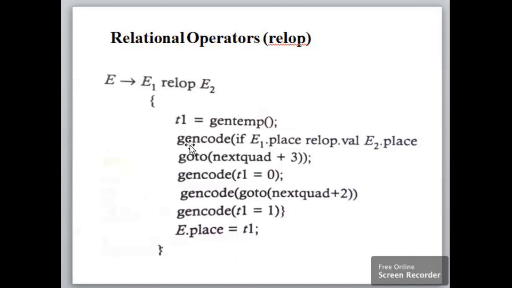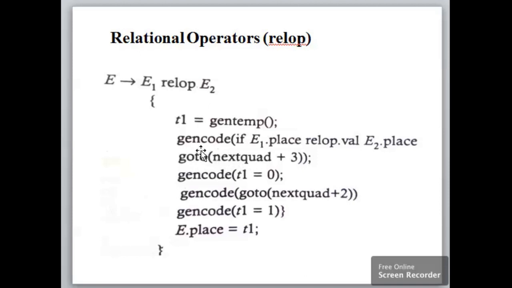Now let me take them one by one. What is the first code that has been generated? E1 dot place, we have already seen that dot represents the attribute of that grammar symbol. So E1 dot place, then the relational operator, whatever it is, greater than or less than, then E2 dot place, again the grammar symbol E2 with the attribute place, then go to next quad plus 3. The next quad is what we represent in a three-address statement in terms of quadruples, that is the statement numbers 0, 1, 2, 3, 4.